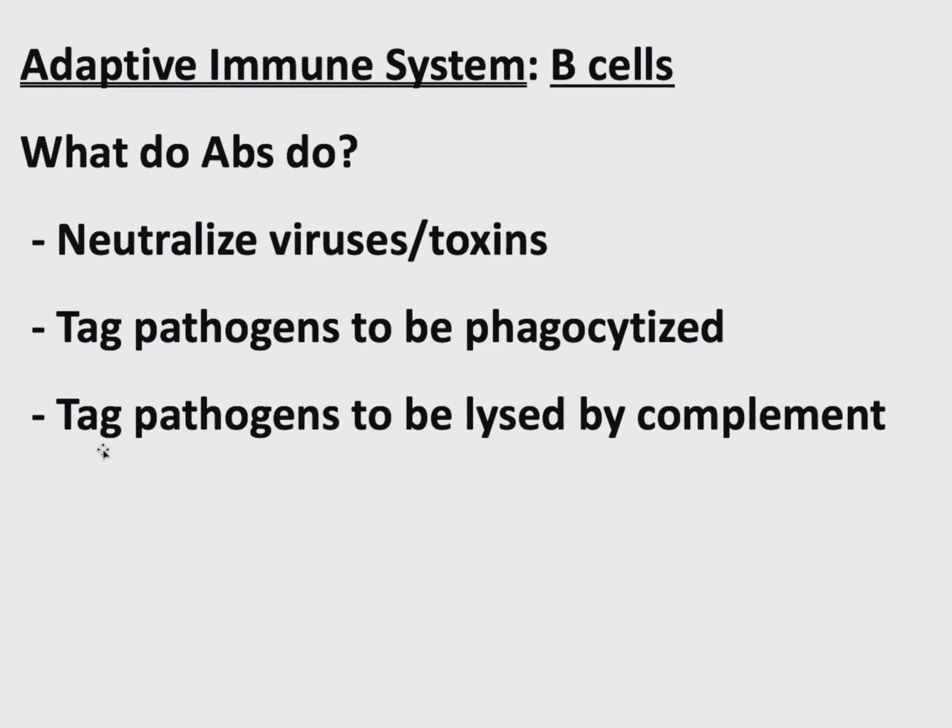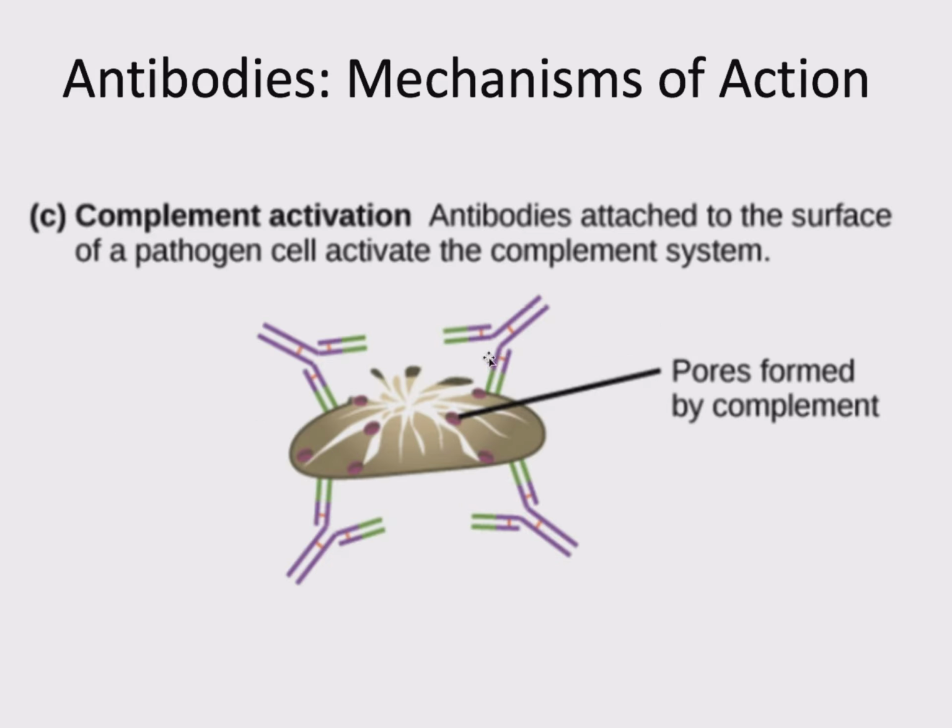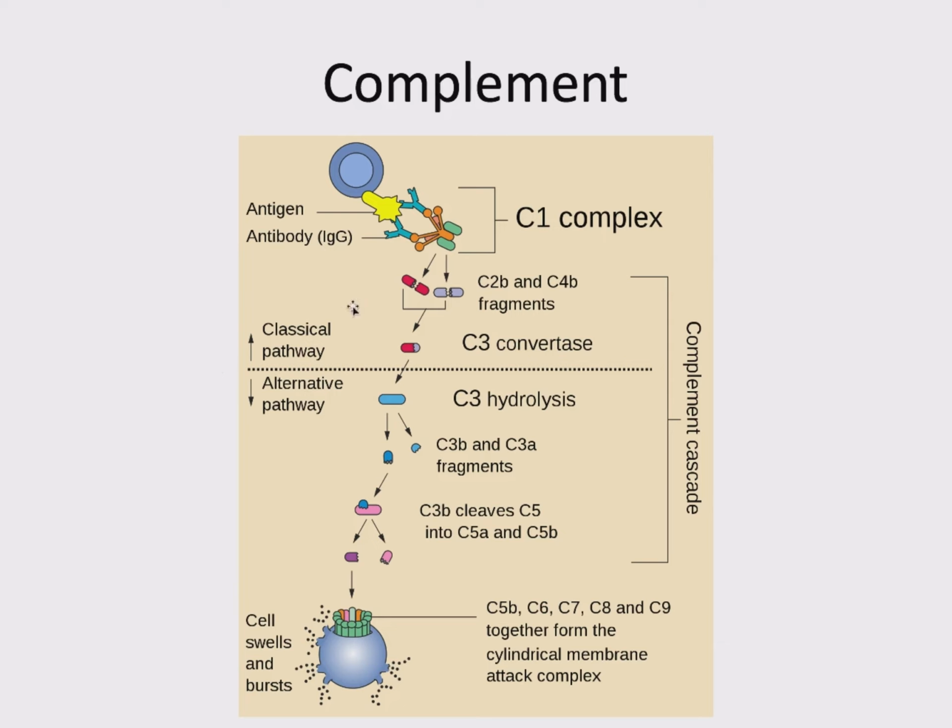So antibodies can also tag pathogens to be lysed by complement. Here they are binding to this pathogen. This just shows 4 pores formed by complement. If we could go back to this again, we could see it's part of that complex array of chemical reactions. There's the antibody, antigen, and this interaction, again, without getting into the details, activates complement.